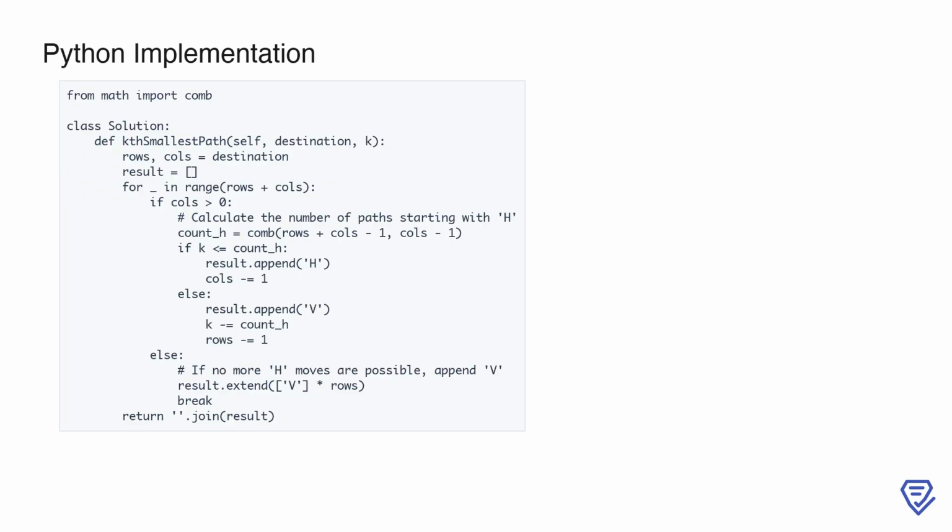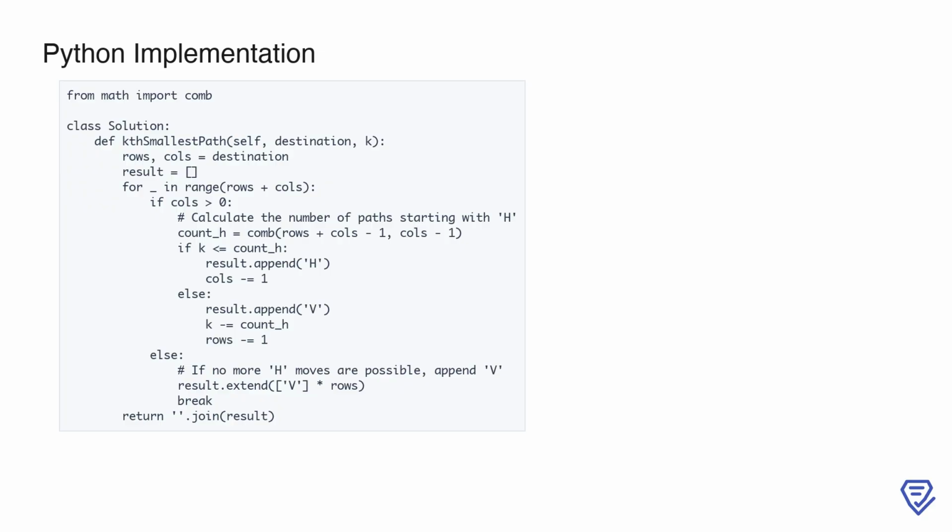3. Extract rows and columns. Rows represents the required vertical moves, v, and cols represents horizontal moves, h. 4. Initialize result list. This will store the path as we construct it step by step. 5. Iterate through the total number of moves. For each decision point, choose h or v.